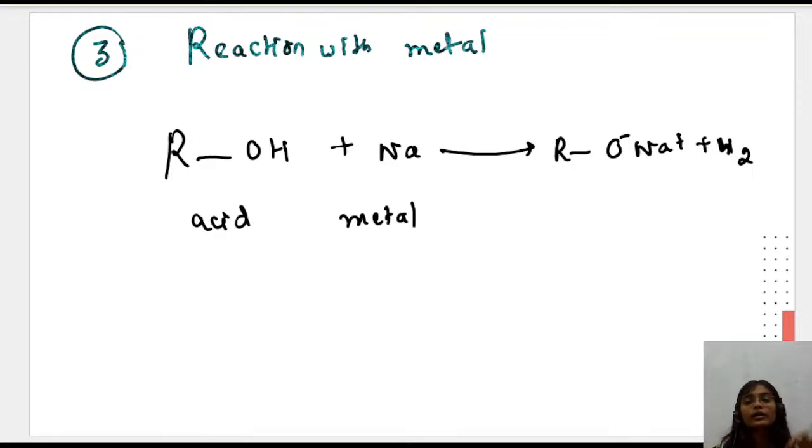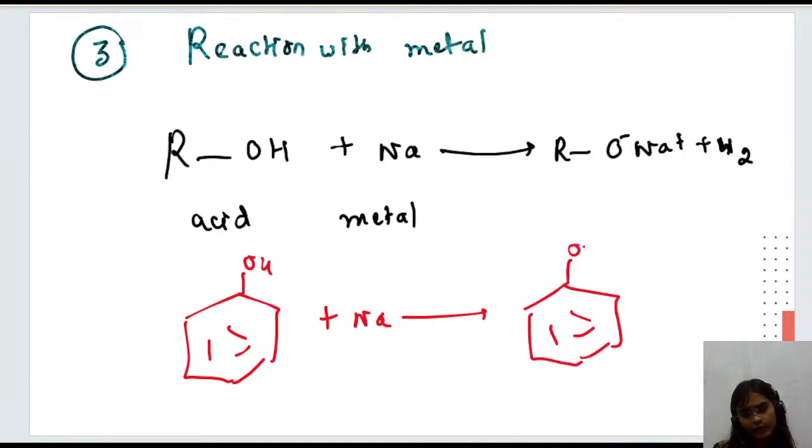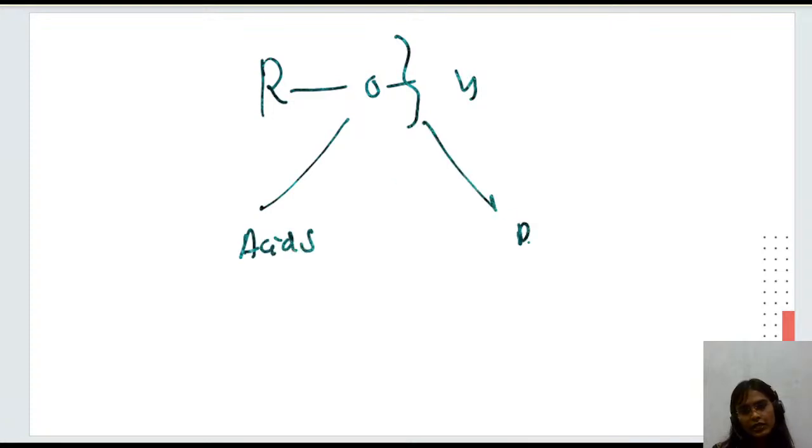Yes, you're right, Darshana. The para one has intermolecular and the ortho one has intramolecular hydrogen bonding. Now, this is all for the reaction with metal, and the same goes for phenol. If we have phenol with the same Na, then H2 gas is released again. So this is all for the ROH bond. Let me quickly recap: in the ROH bond breaking, we discussed acidic strength and the reaction with metal. That's it, this is the first point done.